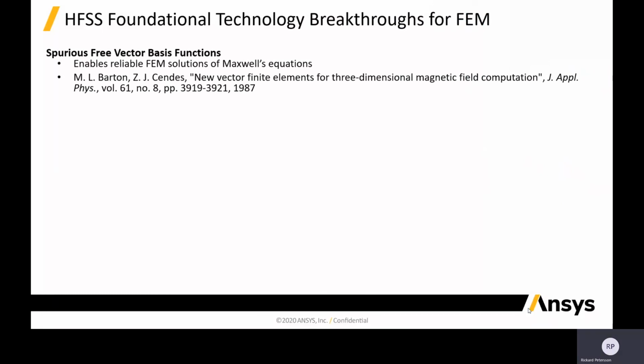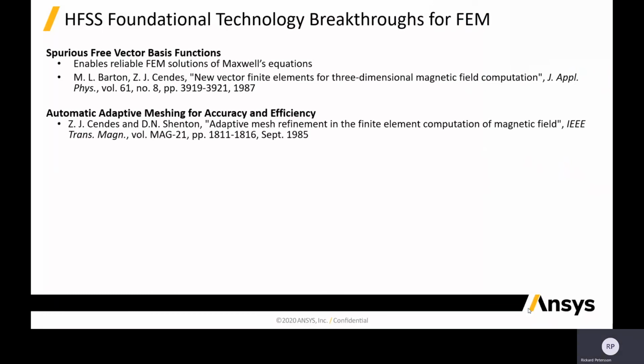This really enables reliable finite element solution of Maxwell's equations. And Zoltan Cendes, who was the founder of Ansoft, that subsequently got acquired by Ansys in 2008, was the inventor along with Barton, and their paper is shown here. It's a seminal paper from 1987.